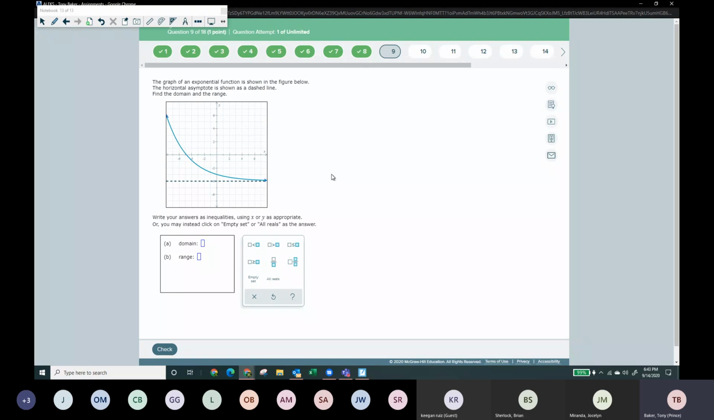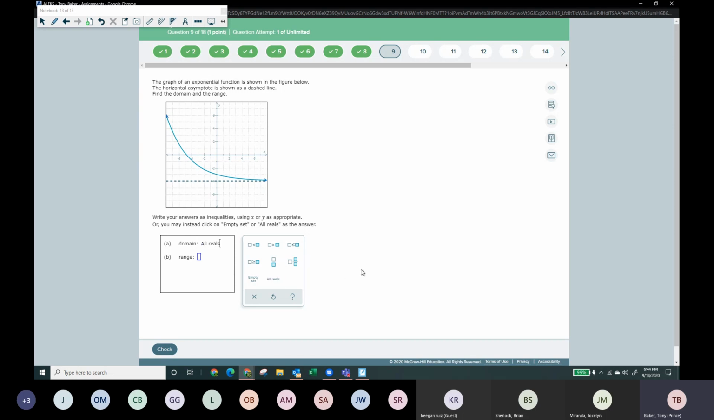All right, let's start looking at graphs of exponential functions. The first topic we're going to look at is domain and range of the function. If we're looking at this exponential function, you notice a dashed line down here. That dashed line is known as an asymptote. The asymptote is a line where the graph gets really, really close to, but does not touch. So in this case, my domain is all real numbers, going from negative infinity to positive infinity.